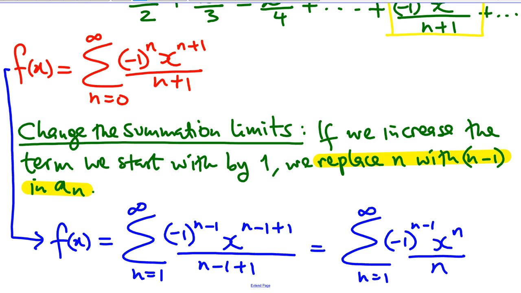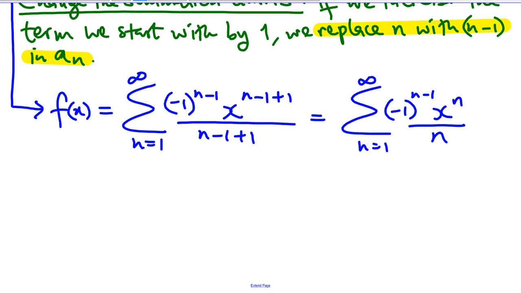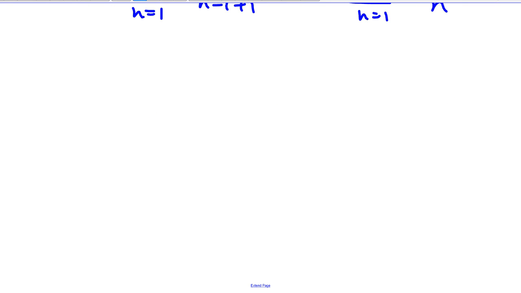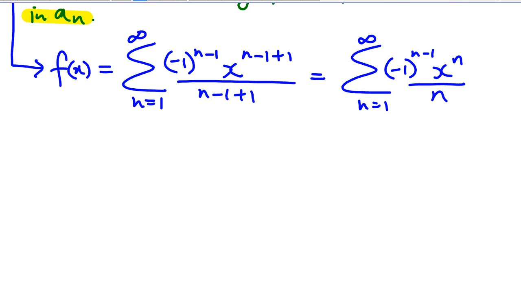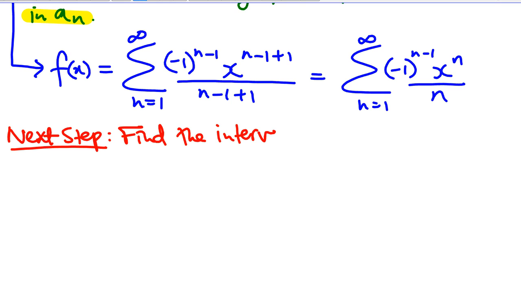Anyway, I'll carry on. So we have our Maclaurin series representation of this function. But now we need to determine its radius of convergence. Now, to find the radius of convergence, we are going to use, so next step is to find the interval of convergence.